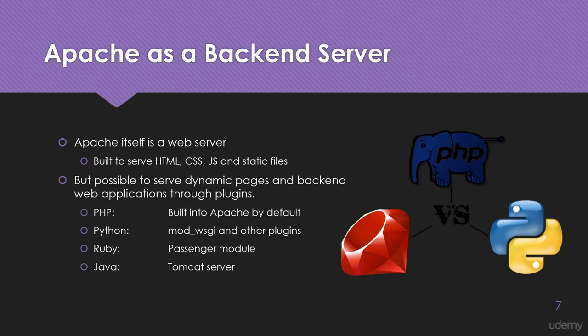But it's possible to build entire web applications such as Google or Facebook or any of the more useful web applications that you see through a variety of backend programming languages such as PHP, which is built into Apache or supported by default. There's Python, which can be enabled by installing plugins such as mod WSGI, Ruby, and Java itself. So you have a choice of programming languages that you can run for your backend software.